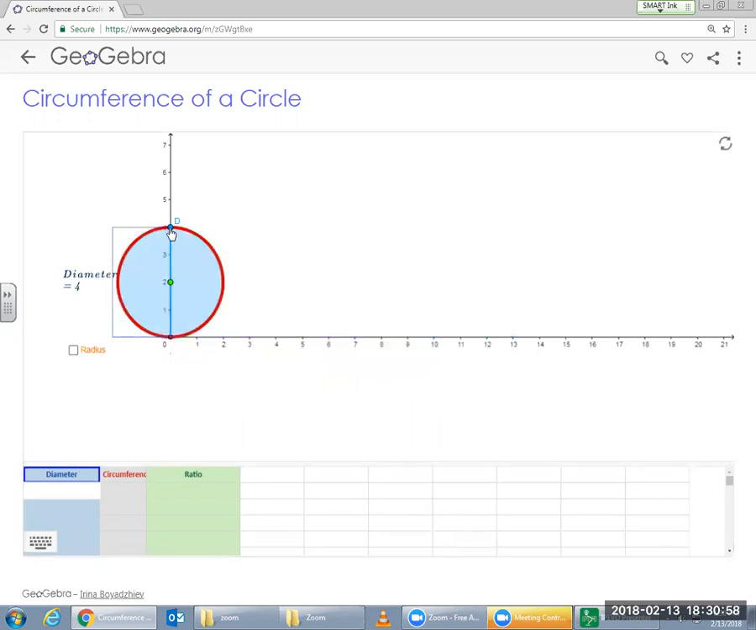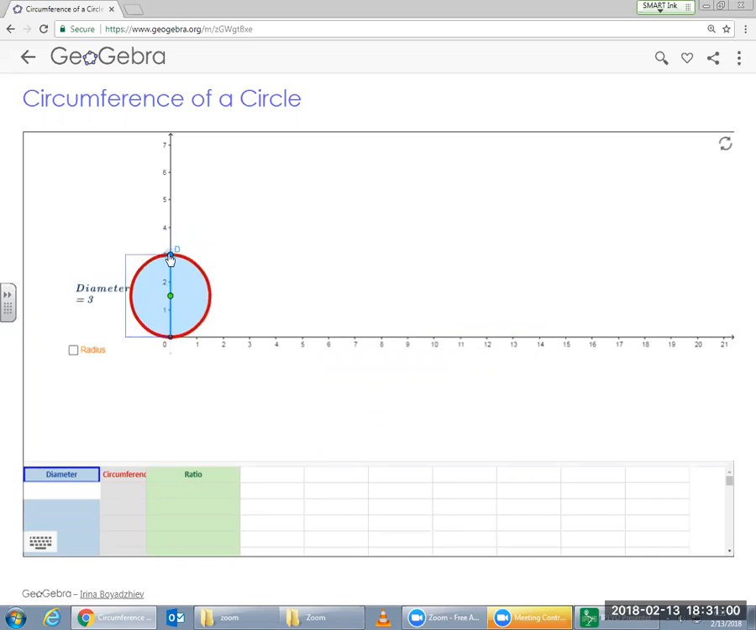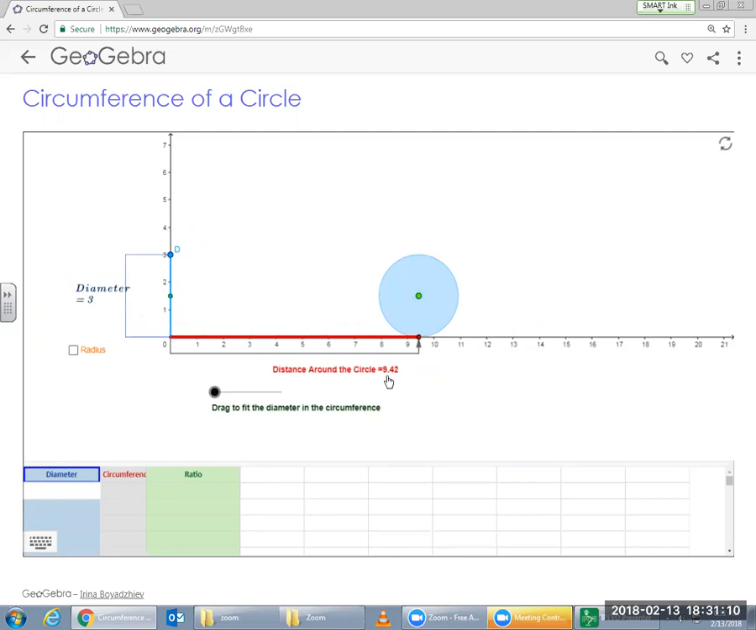So if I reset this back to the beginning, I can make a smaller circle. Let me come down to a diameter of 3. Now that makes the circle smaller. That makes the circumference a little shorter. If I unwrap the circumference and lay it out in a straight line, now the circumference is only 9.42. Well, the diameter was smaller, so that makes sense. We got a smaller value.